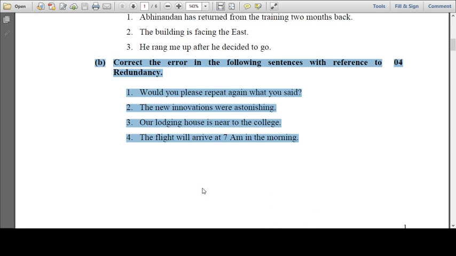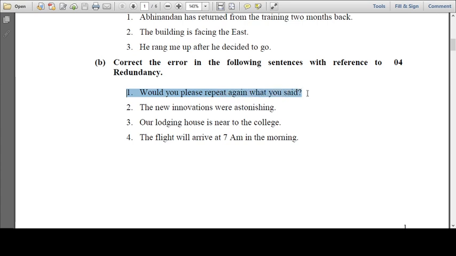Now if you see the first example, would you please repeat again? Now you can easily find the two words in a sentence which generate the same meaning. So we have to remove this kind of repetition. When the repetition is there, this is called redundancy. Remove words which are not required, or which are repeating in a sentence.